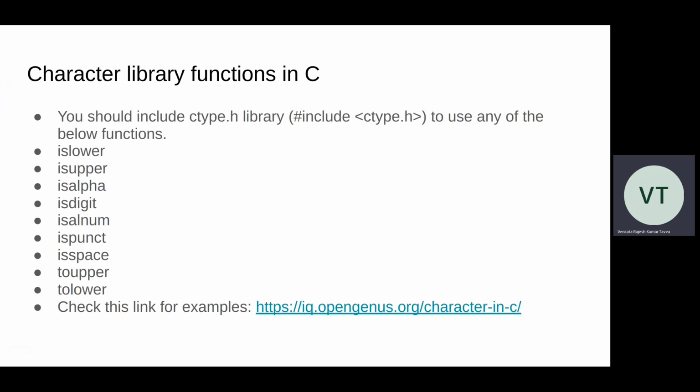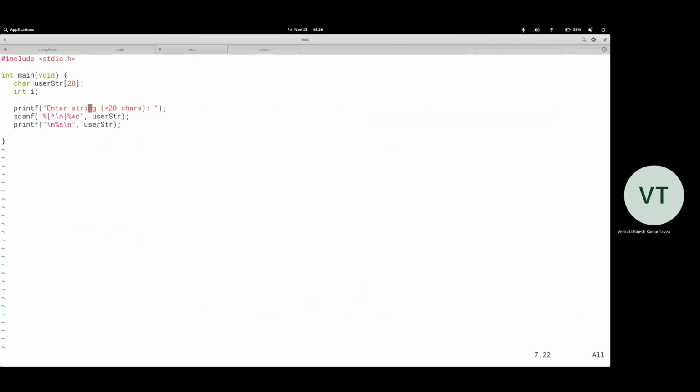isSpace will return 1 if the character is either a space, tab or new line. toUpper will convert a lowercase character to an uppercase character. If it is already uppercase, it will just keep it as it is. If it is not a letter at all, if it is a digit or some punctuation symbol, it will leave it as it is. Similarly, toLower will convert uppercase to lowercase. If it is already lowercase or some other symbol, it will return the same character. So let's look at a couple of functions.